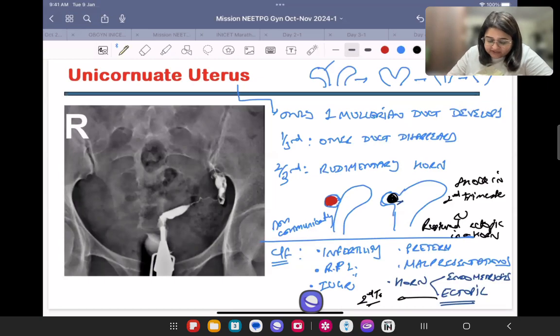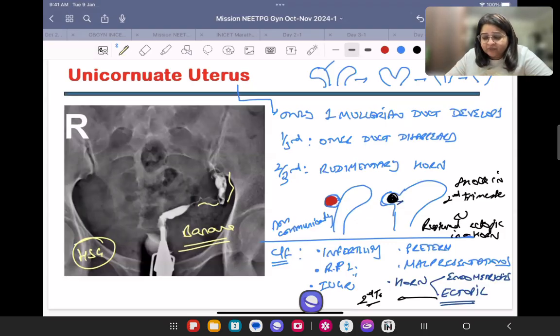Now look at this image. Which investigation is this? So this has come in NEET PG 2022. This picture was given and they asked you what is the investigation. The investigation is a hysterosalpingogram. So what are you seeing here? You're seeing only a banana shaped uterus, because only one horn has developed, and you can see the fallopian tube is patent here. So this is how the HSG looks.